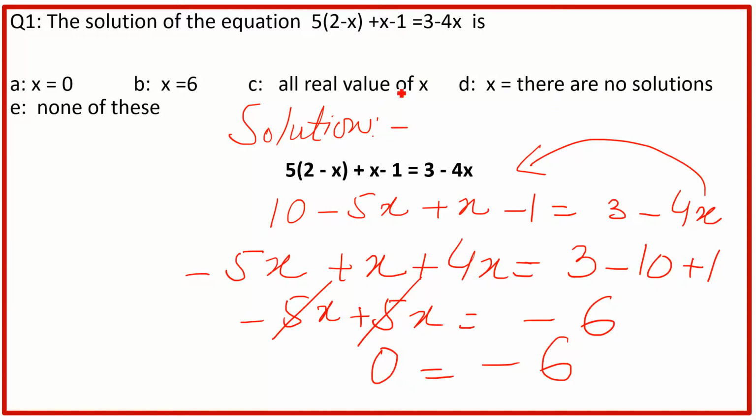So which is correct? Is it 0, none of these, all real values? No, this one, D. There are no solutions. Now what is the difference between this and this? If you have 0 on the right hand side, if 0 is equal to 0, then all real values of x. If 0 is equal to something, there is no solution because we do not have any x left here, right? And this is your answer.